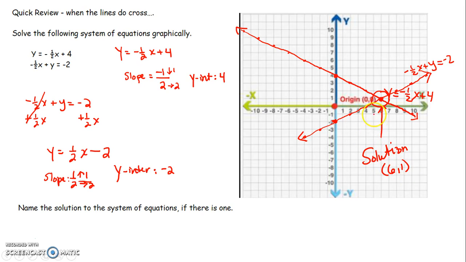So I just wanted to show you that in the last one, the lines were parallel and there was no solution. This one, the lines actually cross. Where they cross, their intersection point is the solution. I know this was a long one. I hope that helped.